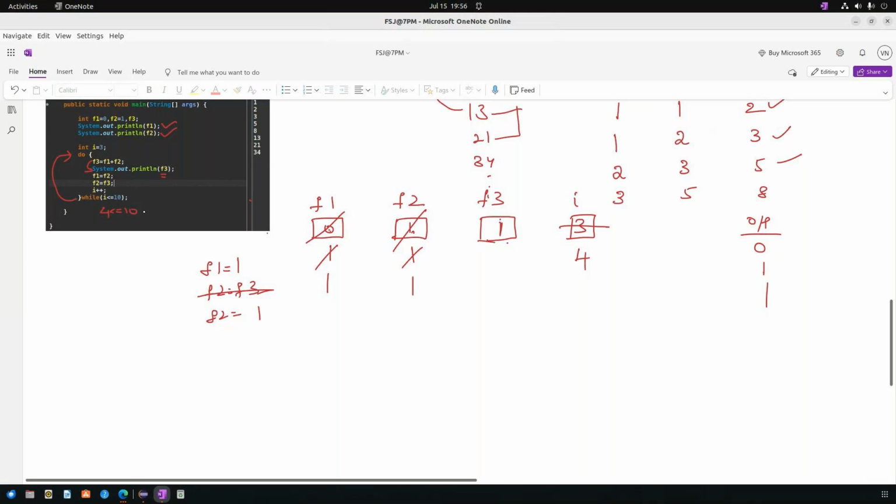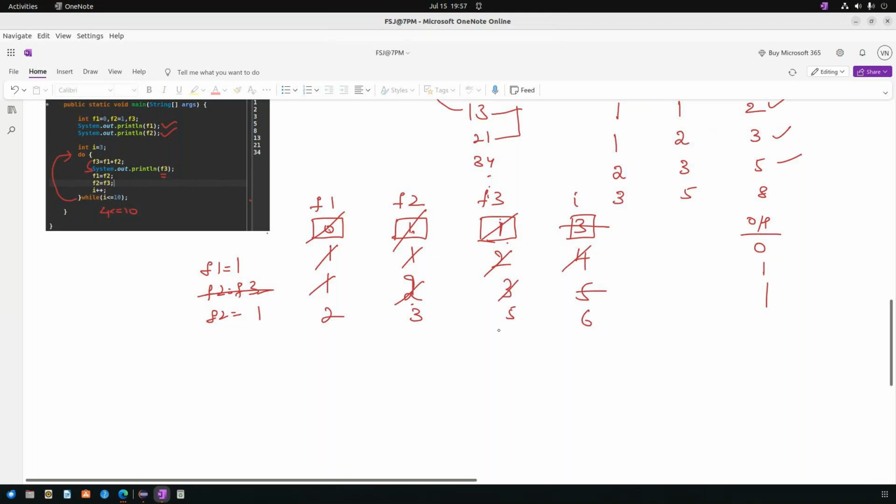Next you are saying F3. So 1 plus 1, this value will be 2. Then this will become 2 and this will become 3. In the next round, when you say 5, again this value will be 2, this value will be 3 and this value will be 5.